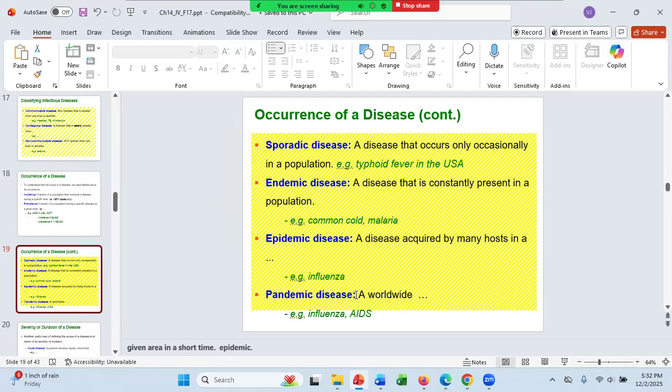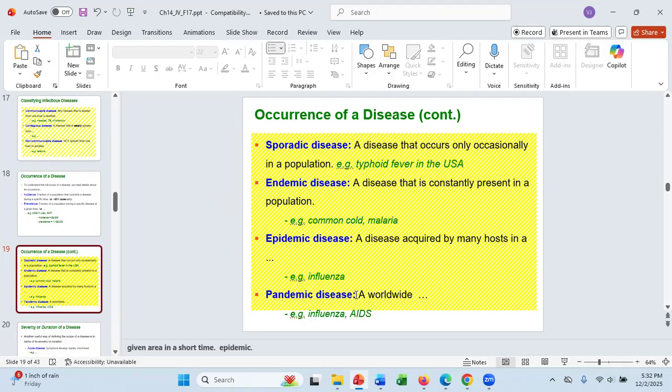A few more terms discussing the occurrence of a disease. A sporadic disease is a disease that occurs only occasionally in a population. For example, typhoid fever in the United States is usually called a sporadic disease because it happens occasionally at low numbers in the United States.